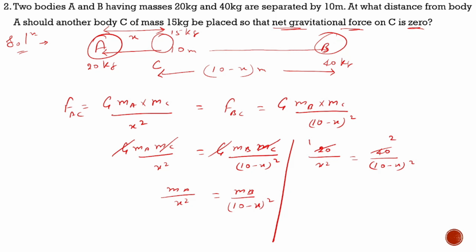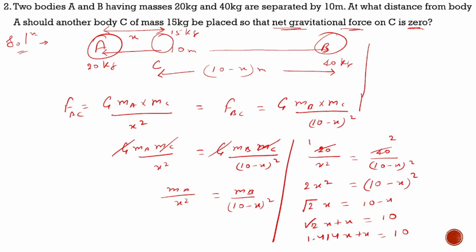Now cross multiplication: 2x square equals 10 minus x to the power 2. Taking square roots on both sides, what will we get? We will have root 2 into x equal to 10 minus x. Then root 2 x plus x equals 10. What is the value of root 2? That is 1.414. So 1.414 x plus x is equal to 10.